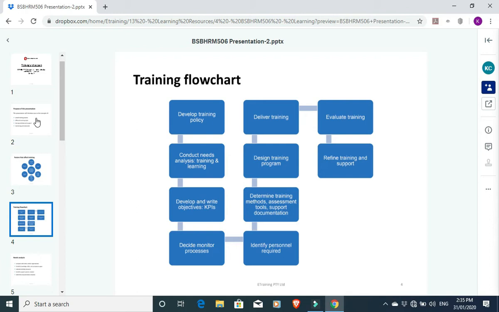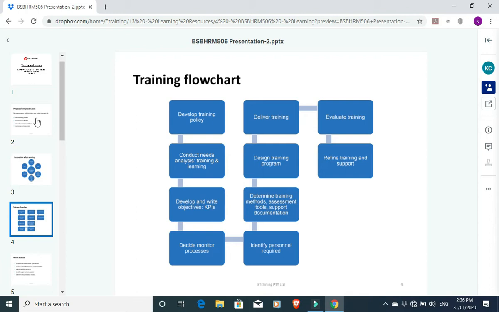The first thing you need is to develop a training policy. That means under what rules or guidelines should people be trained? At what point do you determine someone needs training? Your training and development policy will guide you on when to decide that somebody needs training. And then you go to conduct a training needs analysis. Once you have your policy, you conduct a training needs analysis that determines the gap, what training is required, and what that person is supposed to achieve.